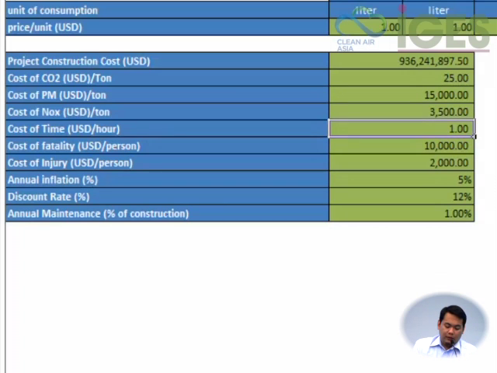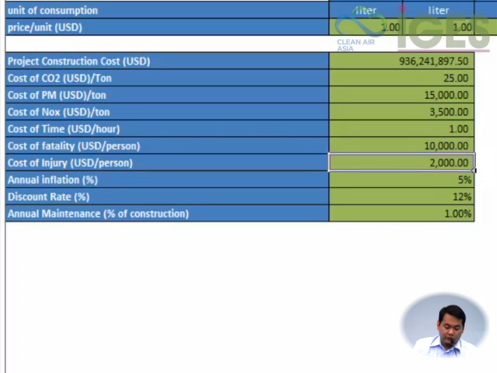Now we also have estimates for cost of time. Again, you can have a look at the co-benefits manual that has been produced by IGES, which has different values taken from literature for different countries. They would have different values for different areas in different countries, and you can adopt some of those. Otherwise, if you have certain estimates from the project proposals or the pre-feasibility study, you can take those values as well.